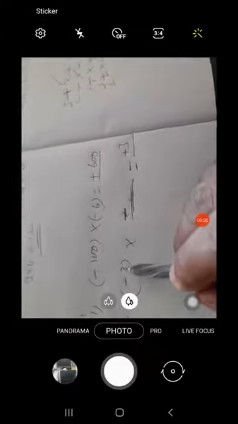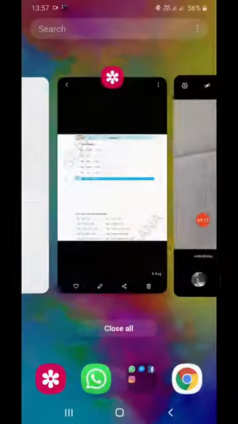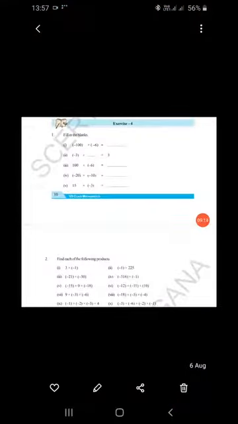Next, which number multiplied with 3 will give 3? So 3 ones are 3. Minus into minus is plus, 1 into 3 is 3. So the answer will be there. Look, remaining problems you can do, and also find the second one. So thank you.